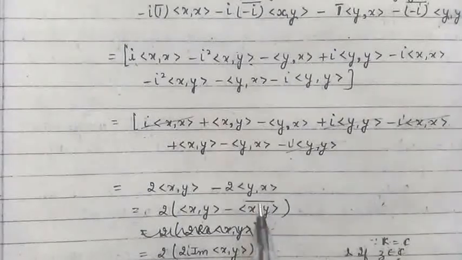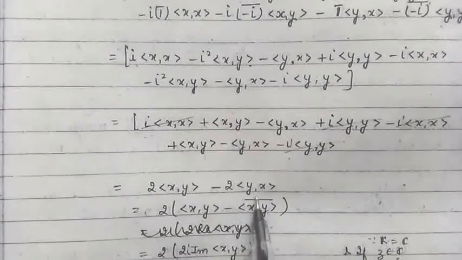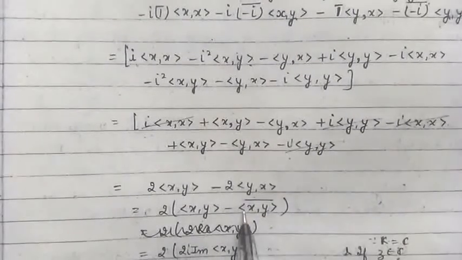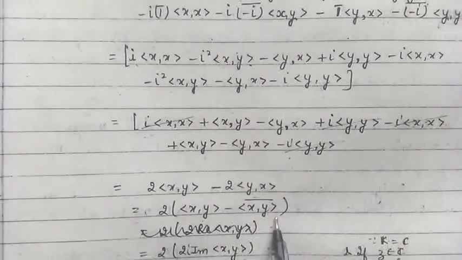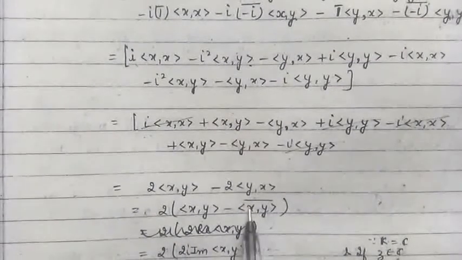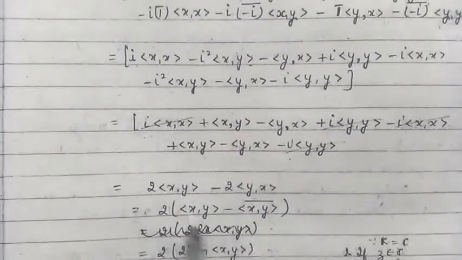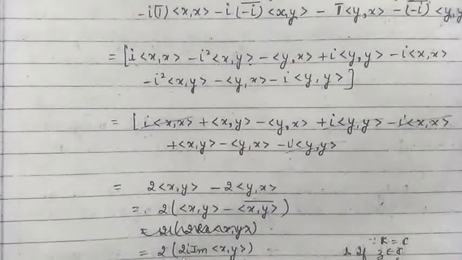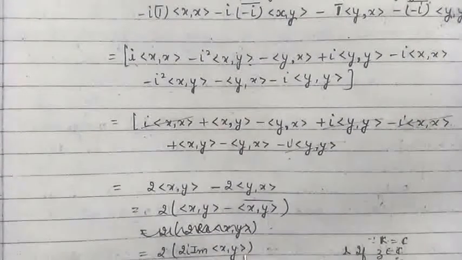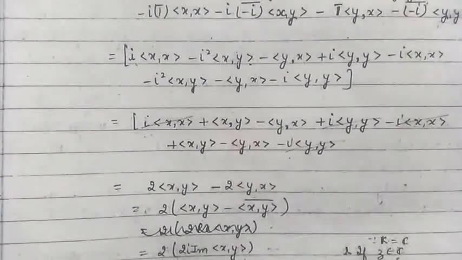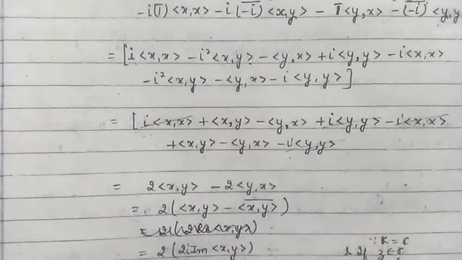Now because the space is of complex numbers, inner product of y with x will be equal to the conjugate of inner product of x with y. Now we know that in complex numbers, z minus z conjugate is equal to 2 times iota into the imaginary part of the complex number. So this will become 2 iota into the imaginary part of this inner product. So that will become 4 times iota into the imaginary part of inner product of x with y.